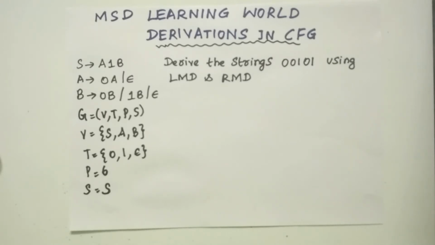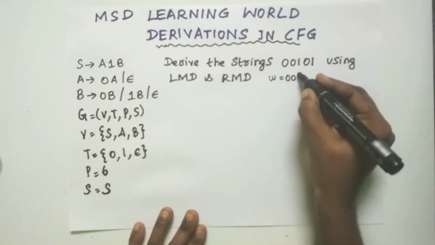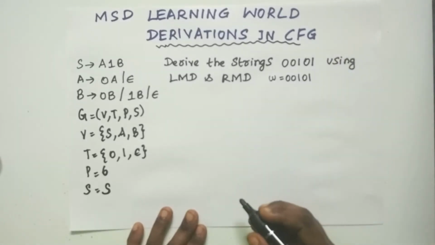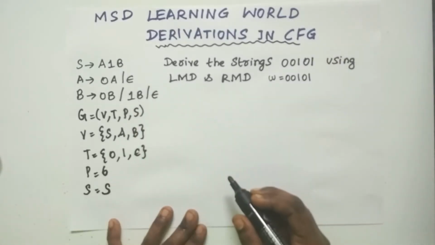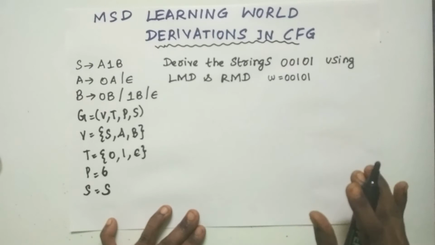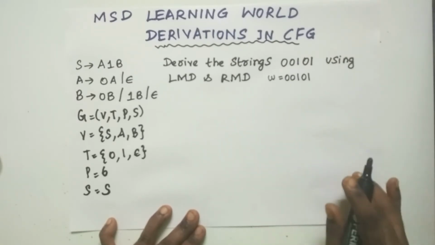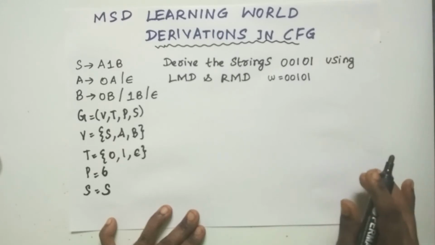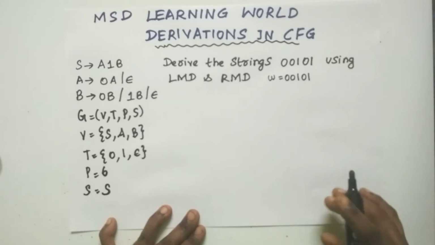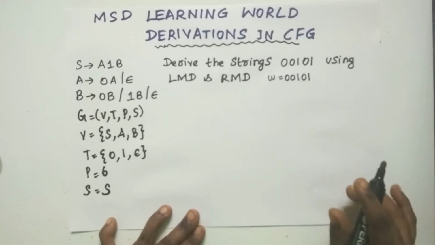So now we are going to check whether the string W equal to 00101 is derived by using this grammar. So what we are going to do? We are going to start with the leftmost derivation. So what is a leftmost derivation? Derivation is the process of checking the input that are derived from the grammar productions. In a leftmost derivation, the right hand side of the productions are replaced with the first left non-terminals.